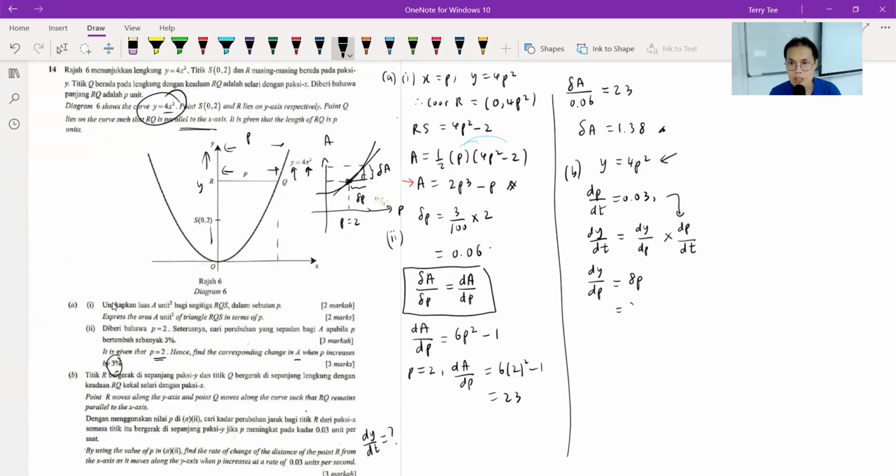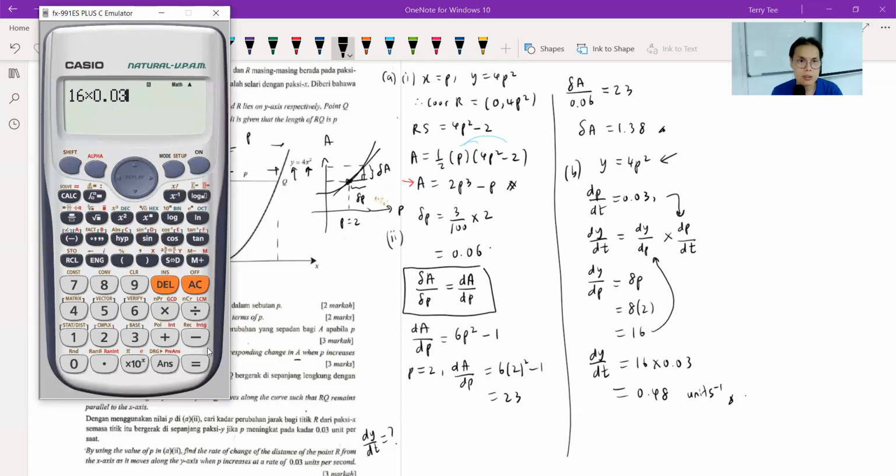Now let us substitute the initial value of p. In fact, we already have it. P equals 2 here. You will get 16, right? We know our dy/dp, I can sub in. We know our dp/dt, we can sub in 0.03. We can find our dy/dt. dy/dt is 16 times 0.03, 0.48. You can write the unit, this is per second. If you're not sure, just use your calculator. 16 times 0.03. There you go. 0.48.